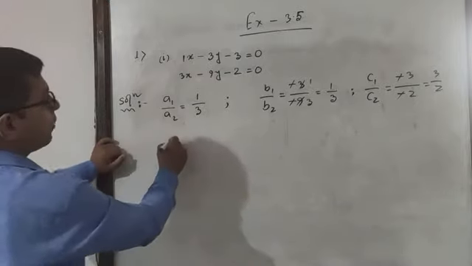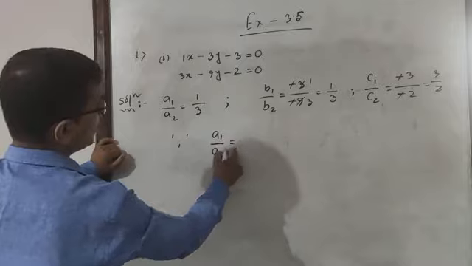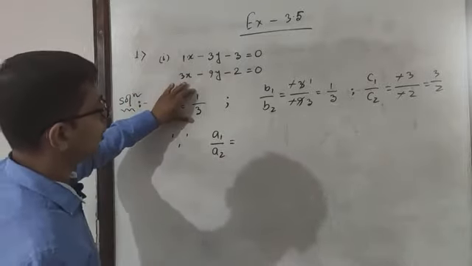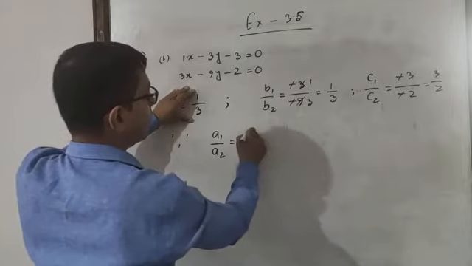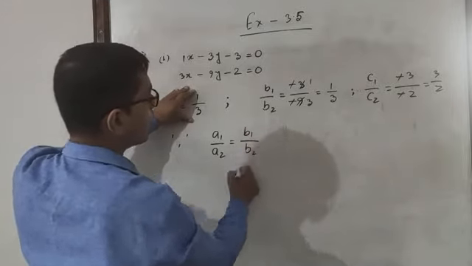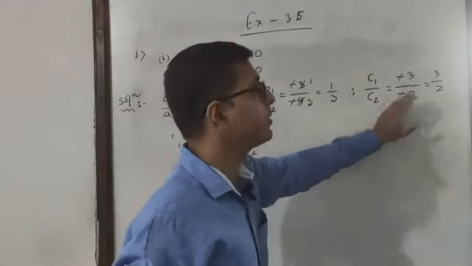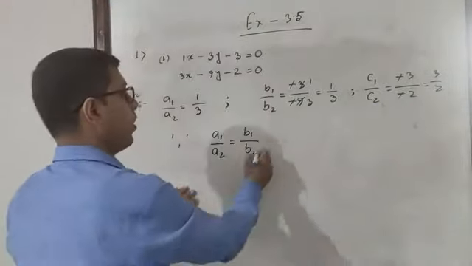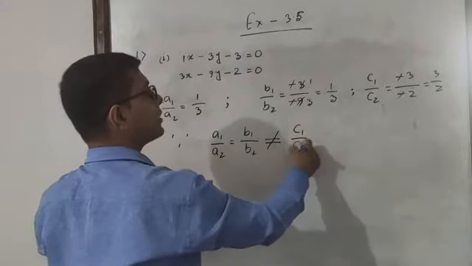What we have observed, since a1 by a2 इसका जो वैल्यू है 1/3 and b1 by b2 this is also 1/3. They are equal, but is it equal to c1 by c2, that is 3 by 2? No, not equal to c1 by c2.